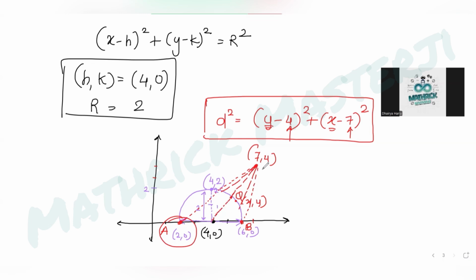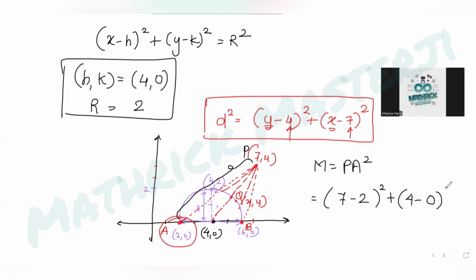So I have to find the minimum and the maximum distances, capital M and small m. Capital M will be the square of this distance. Let's say this is point P. So the square of PA, if I figure it out, is 7 minus 2 squared plus 4 minus 0 squared. So you get 5 squared, which is 25, and 4 squared, which is 16. So M becomes 41. This is the maximum distance I can have, capital M is 41.